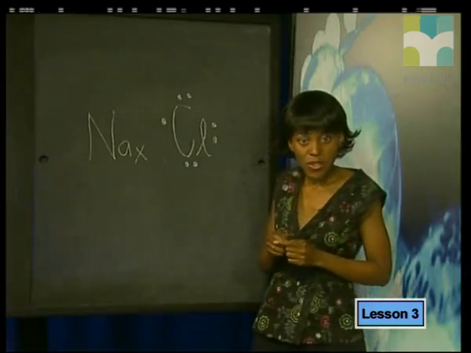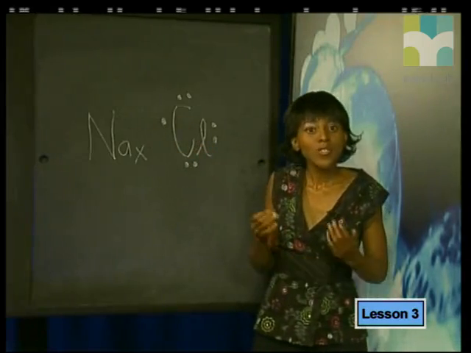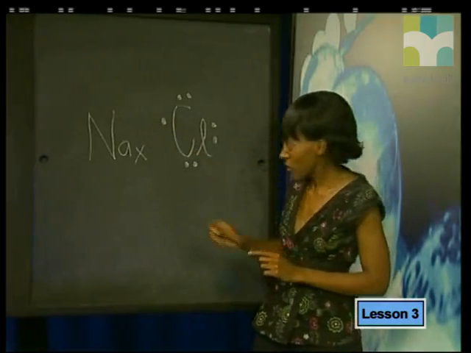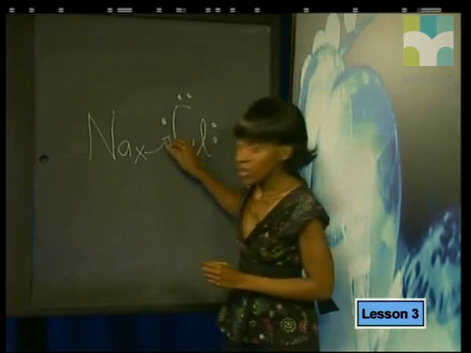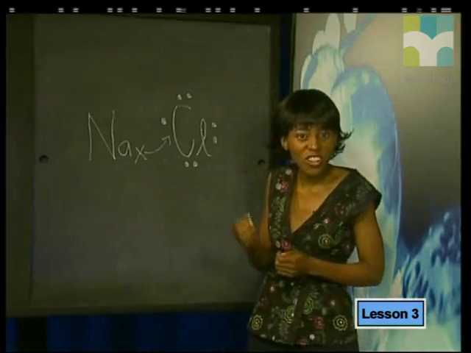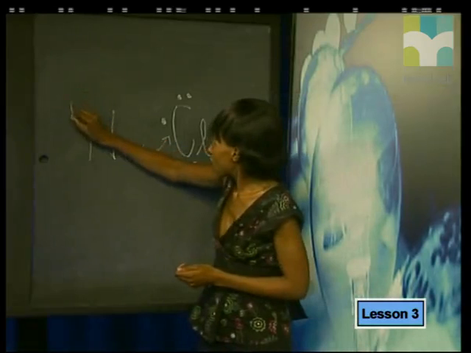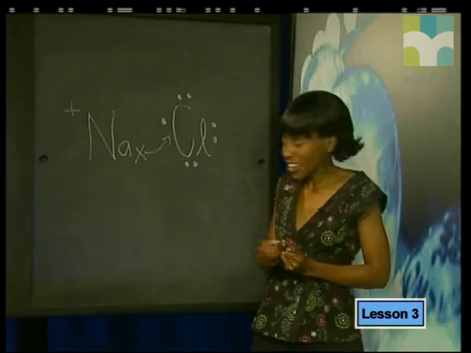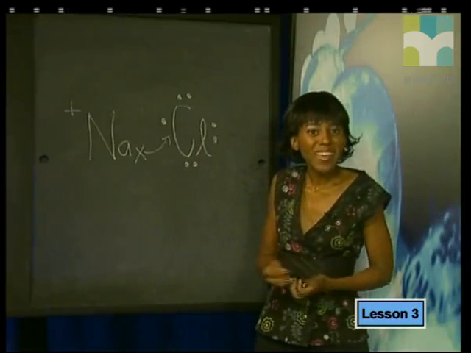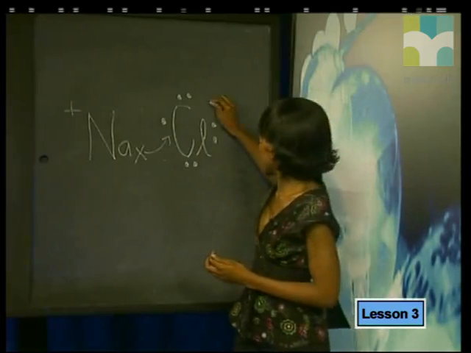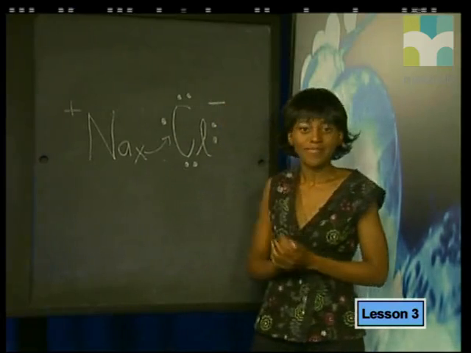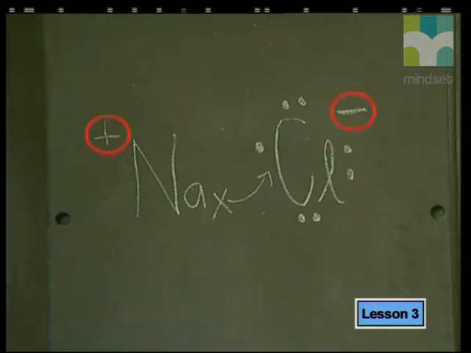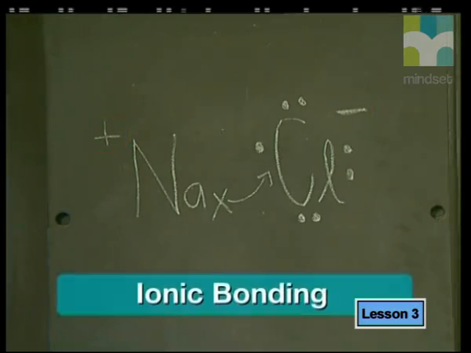When these elements react together, sodium loses an electron to become a positively charged sodium ion. And chlorine gains an electron to become a negatively charged ion. There will clearly be strong electrostatic forces between these charged ions. That's why this sort of bonding is called ionic bonding.